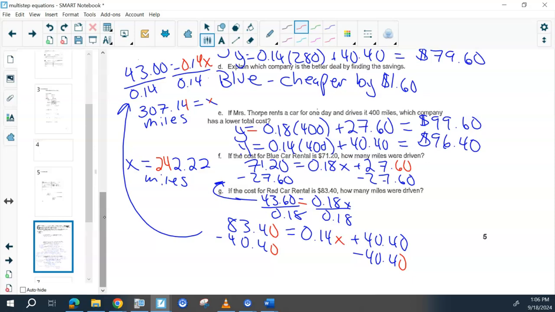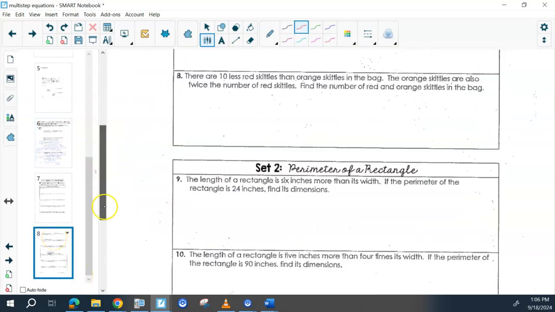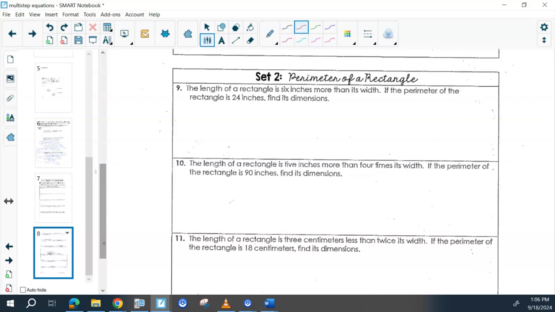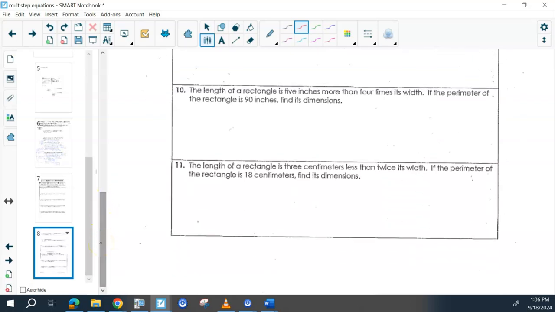We're going to do one more perimeter problem because we didn't get a chance to do another, and then we're going to move on. So in those same notes, on the next page, last page, find the perimeter problems at the bottom. We're going to do number 11.